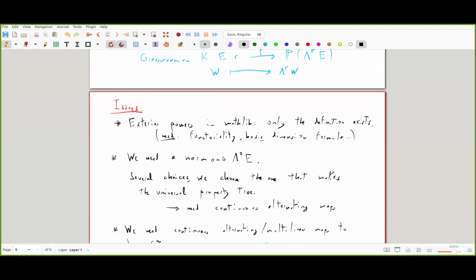Okay, so the one that makes the exterior power's dual the space of continuous alternating maps on E. But continuous alternating maps are not in MathLib, so you also have to implement them.